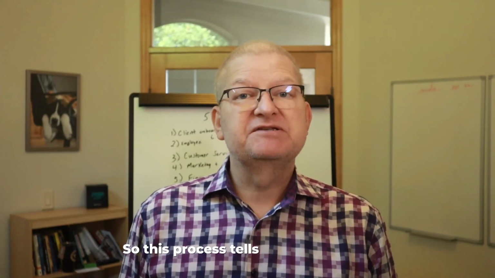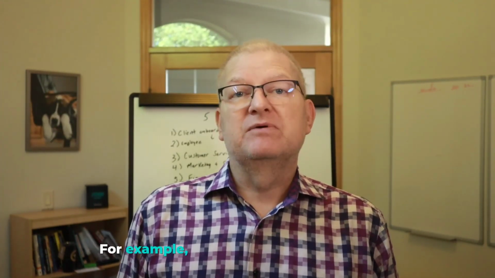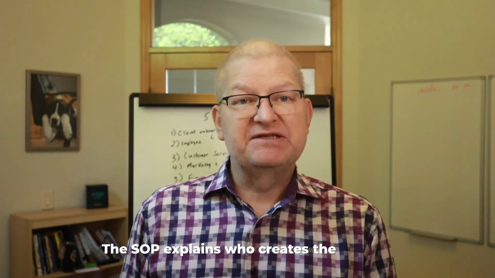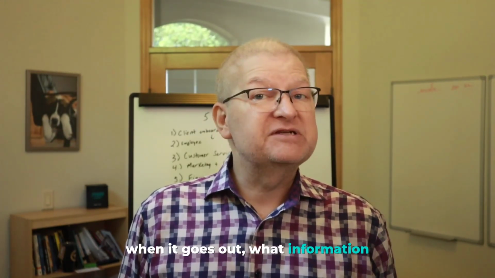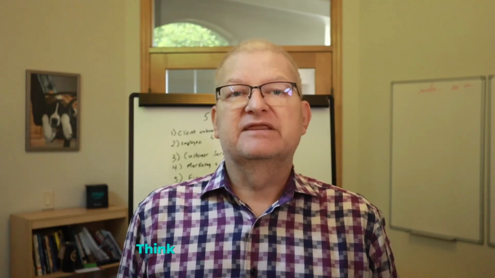A process tells your team what needs to happen. An SOP explains how to make it happen. For example, send the customer an invoice is a process. The SOP explains who creates the invoice, when it goes out, what information belongs on it, who reviews it, and what happens if the customer does not pay. Step 1, step 2, step 3. No guessing.